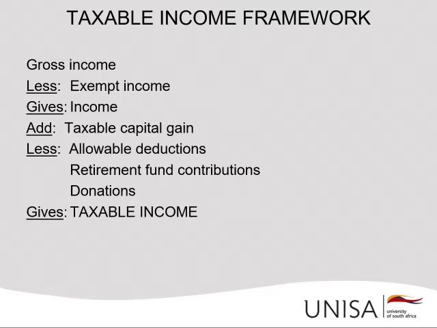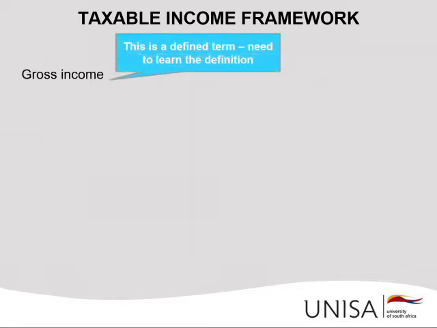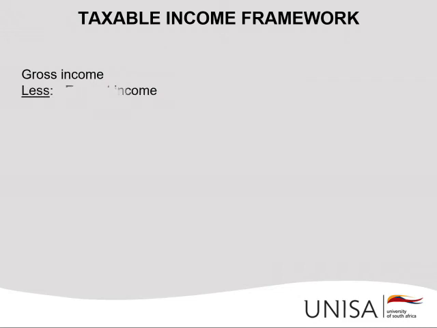Each study unit or topic in this module fits somewhere into the framework that you see on the screen. The calculation of taxable income begins with gross income. If an amount does not form part of gross income, it won't be taxed. To find out if an amount will be considered to be gross income, you need to know the definition of gross income, which also includes all the specific inclusions. The only other way that an amount might be taxable is in terms of capital gains tax.